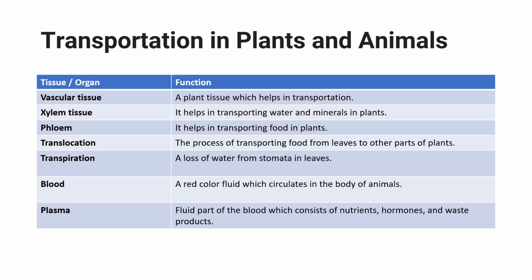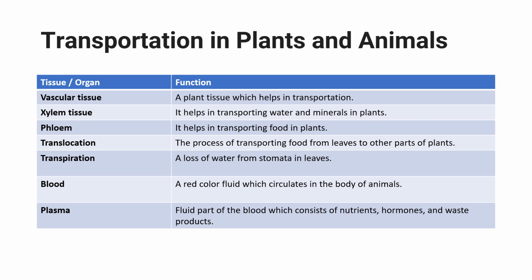Vascular tissue, a plant tissue which helps in transportation. Xylem tissue, it helps in transporting water and minerals in plants. Phloem, it helps in transporting food in plants. What is translocation? The process of transporting food from leaves to other parts of plants. Transpiration, a loss of water from stomata in leaves.